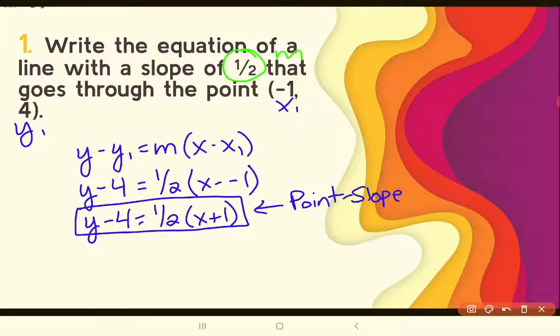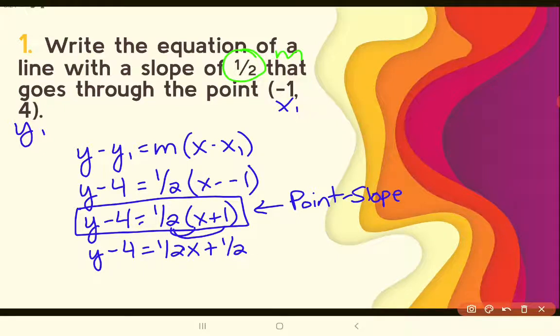However, if they say, I actually want you to get this in slope-intercept form, what they mean if they say write it in slope-intercept form is take this now and get y by itself. So let's say they ask you to do that. What would you do? Well, you would start by distributing the 1/2 to the parentheses. So 1/2 times x is 1/2 x. 1/2 times 1 is 1/2.